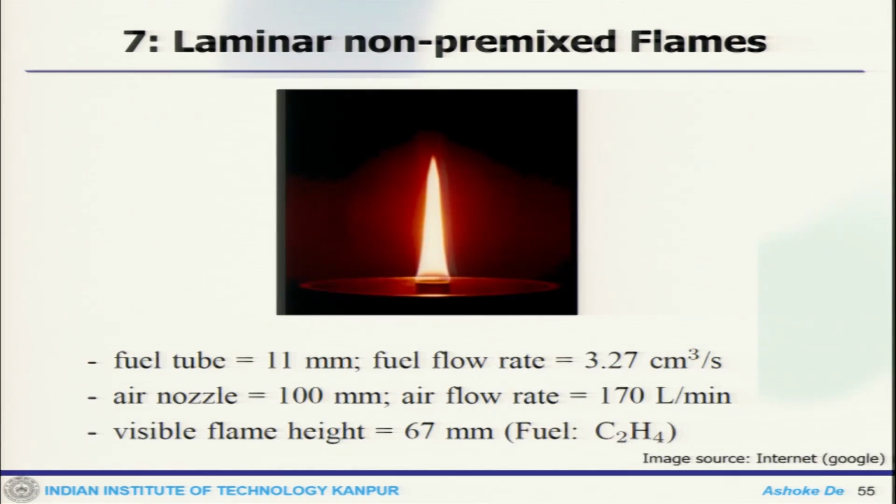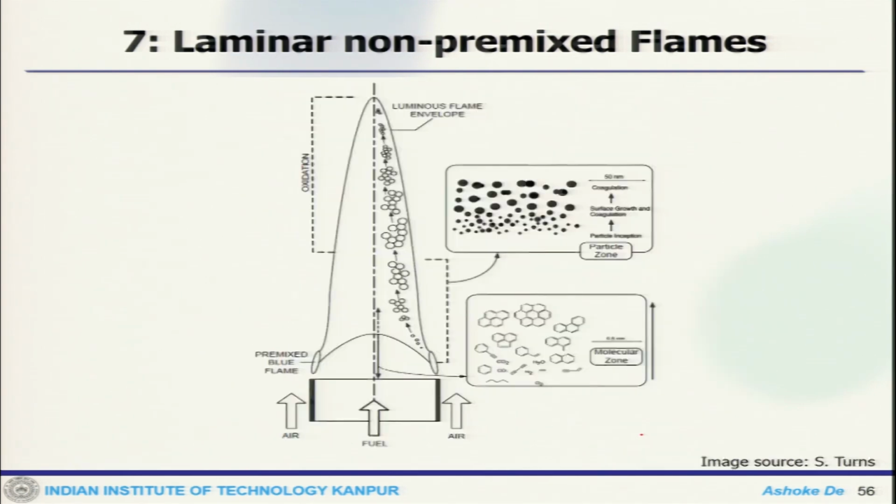This is a simple example which one can take. There is a fuel tube of this millimeter diameter, this is the fuel flow rate, this is the air nozzle of this millimeter, this is the air flow rate, and the visible flame height is 67 millimeters. That means it is roughly 67 mm, and the fuel is C2H4. Now, this is what happens when you have C2H4. Fuel comes here, air comes here, and you get the soot particle formation.